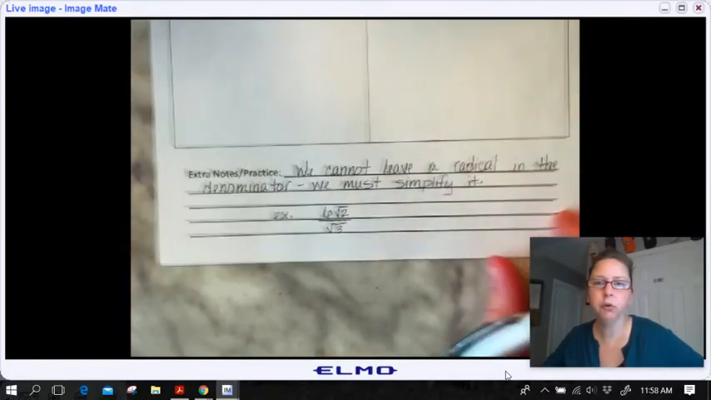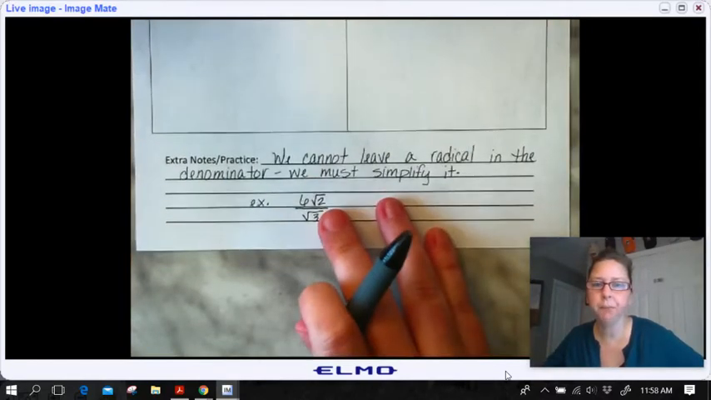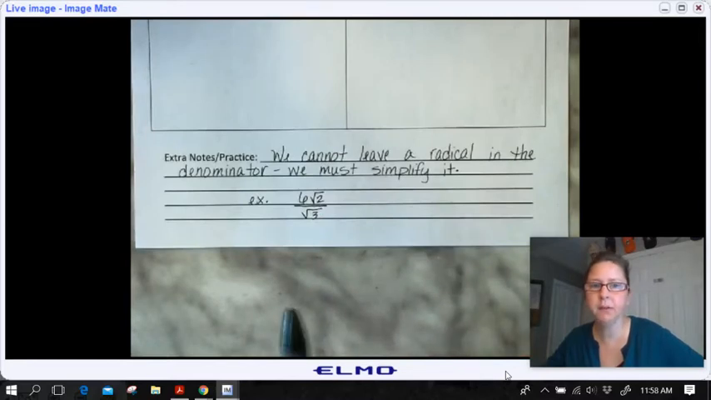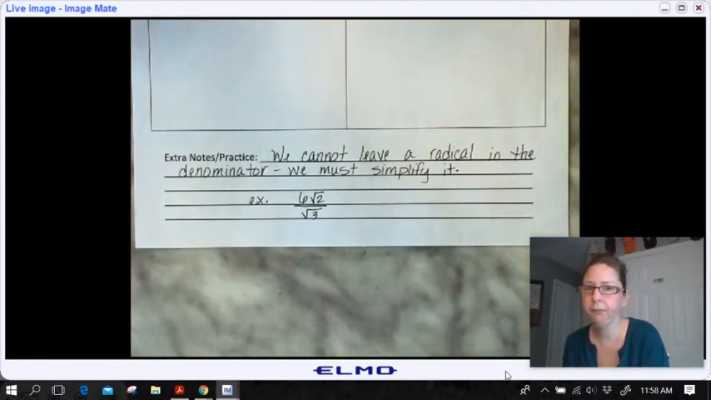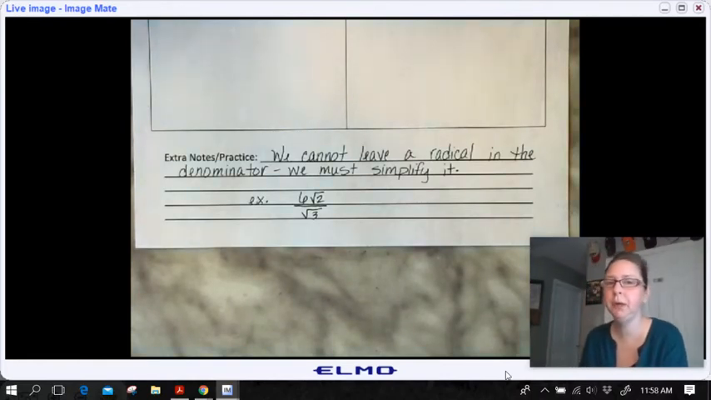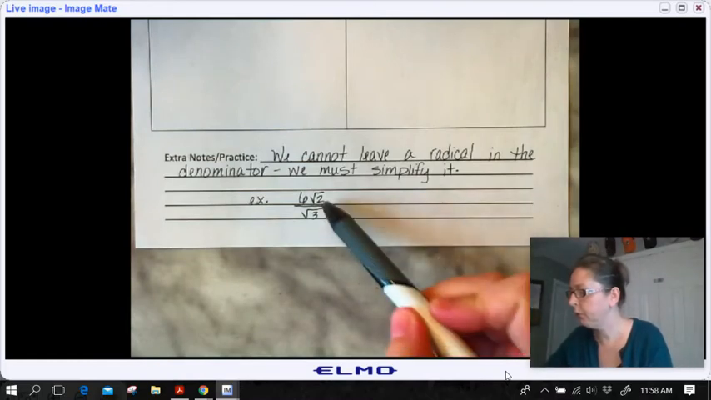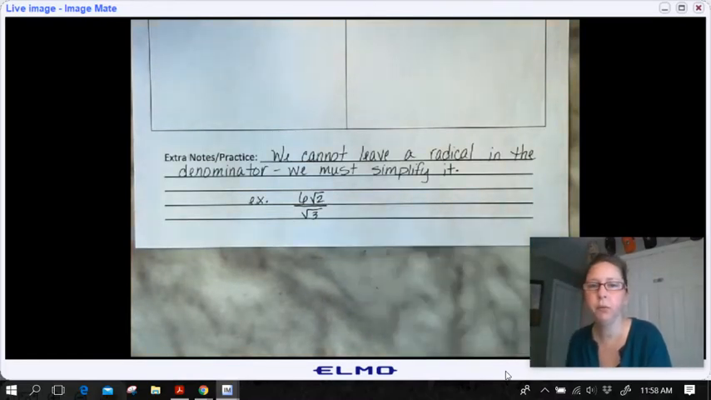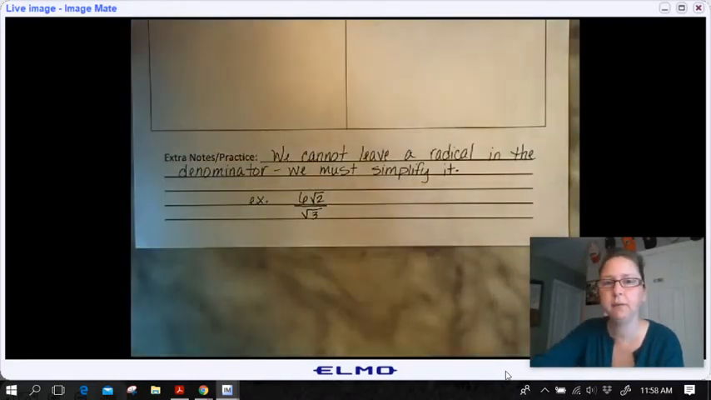If you turn your notes to the very back, I have this little spot at the bottom for some extra notes. This is what we're going to add here. We cannot leave a radical in the denominator of a fraction. We have to simplify it. My example here is 6 square roots of 2 divided by square root of 3. So here's how we handle this.